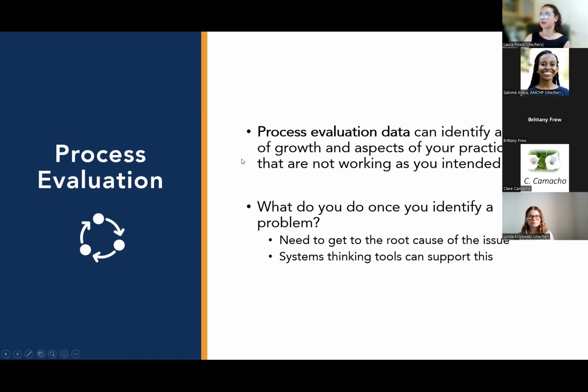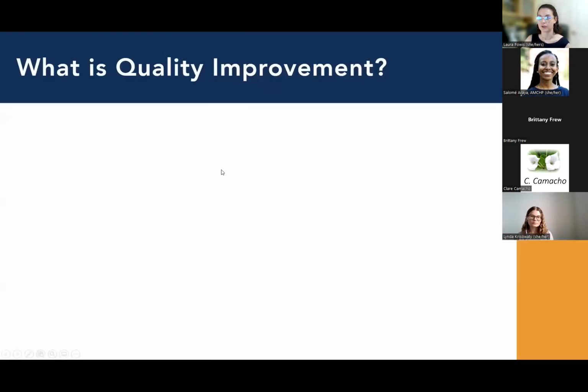So the things that you're going to really need to do are to think about the root cause of that issue and how do you figure out what that root cause is. And so we're going to present some of these different systems thinking tools that can help support that for you.